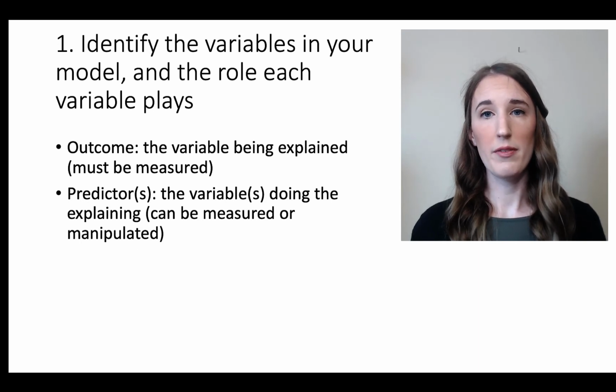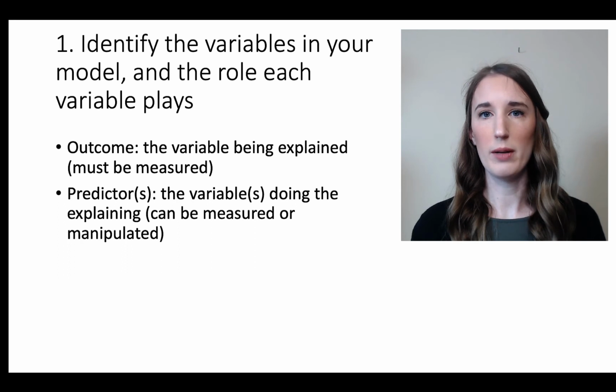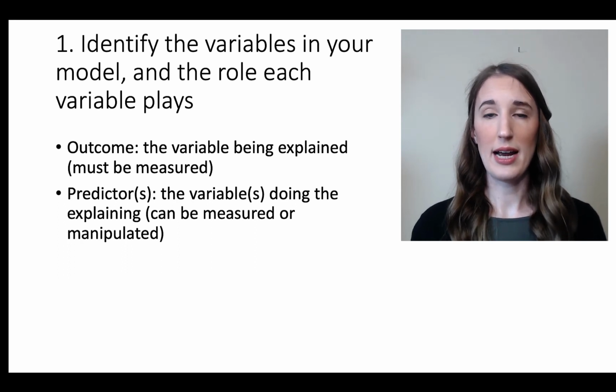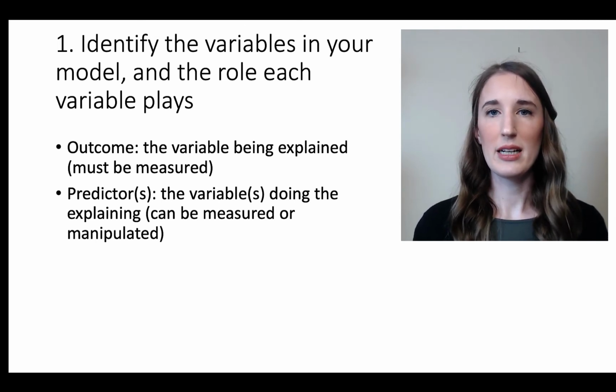Predictor variables are the variables doing the explaining. They're explaining or predicting your outcome. These are sometimes called independent variables, and they can either be measured or manipulated, like in the case of an experiment. But how do you know which variable is the predictor and which variable is the outcome? Sometimes this is decided for you by the way that your data were collected. So for example, if one of your variables was manipulated and the other was measured, the variable that you manipulated necessarily is the predictor.